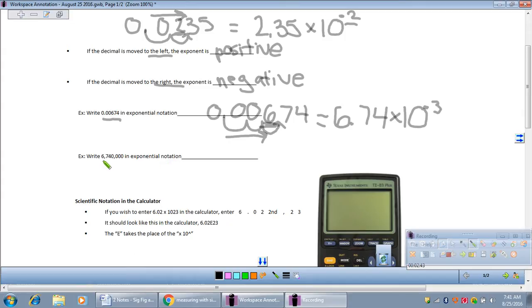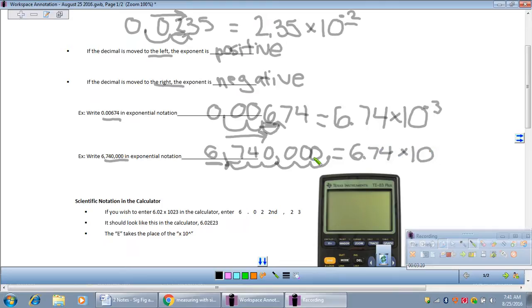Here's another example. So here's a big number. Here we go. So notice again that your 6 is going to be your first non-zero number. So we're going to take the decimal, which is over here, and now move it behind the first non-zero number. So I moved the decimal 1, 2, 3, 4, 5, 6 times. I'm going to rewrite this: 6.74 times 10. We moved it 6 times, and we moved it to the left this time, so our exponent is a positive 6.